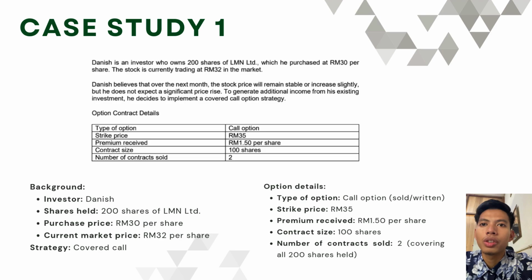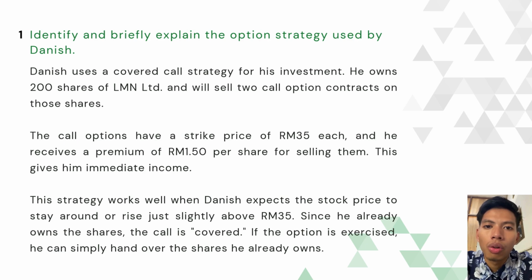So, the option contract details. The type of option is a call option. The strike price is 35 ringgit. The premium received is 1 ringgit 50 cents per share. The contract size is 100 shares, and the number of contracts sold is 2. So question number 1 is: identify and briefly explain the option strategy used by Danish.